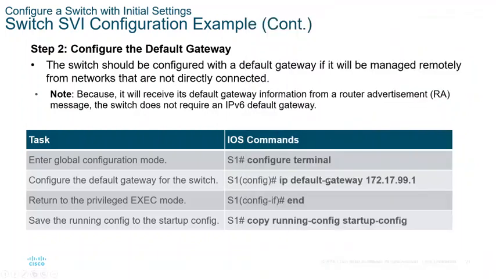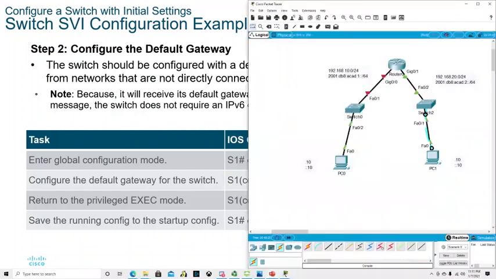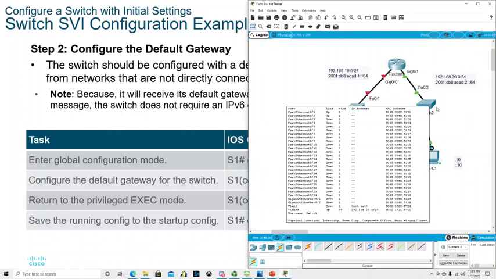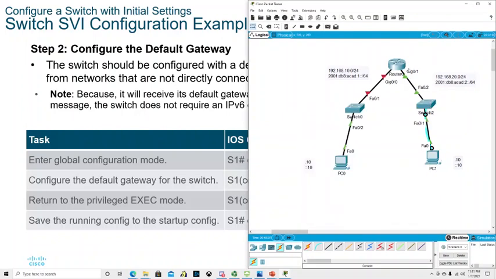So how do we do it? Again, it's a pretty straightforward command. It's ip default-gateway, and then the gateway address. So in our case, of what I've set up for my network right here, the default gateway for this switch is 20.1, the gigabit 0/1 interface right up here that I've configured.